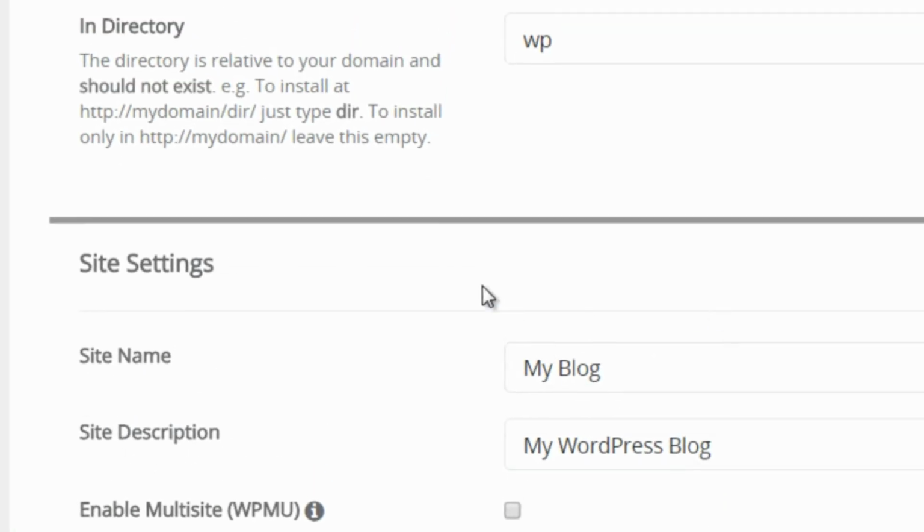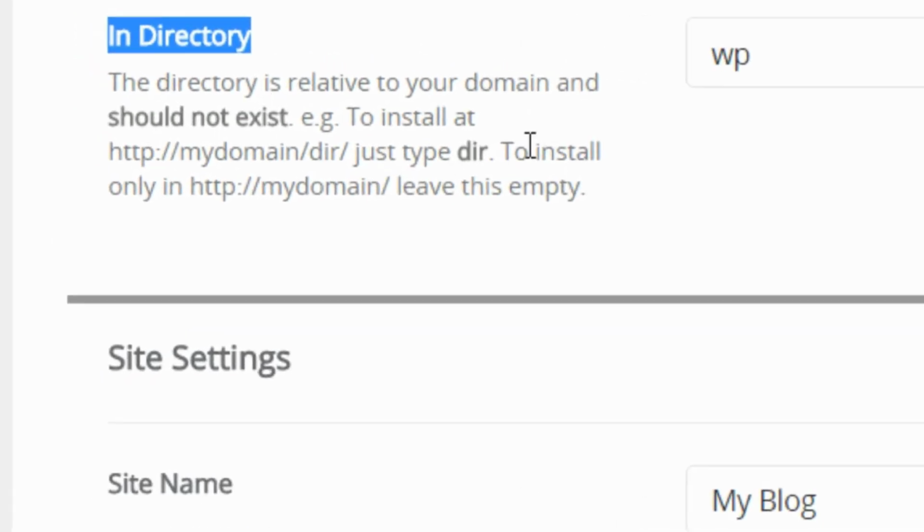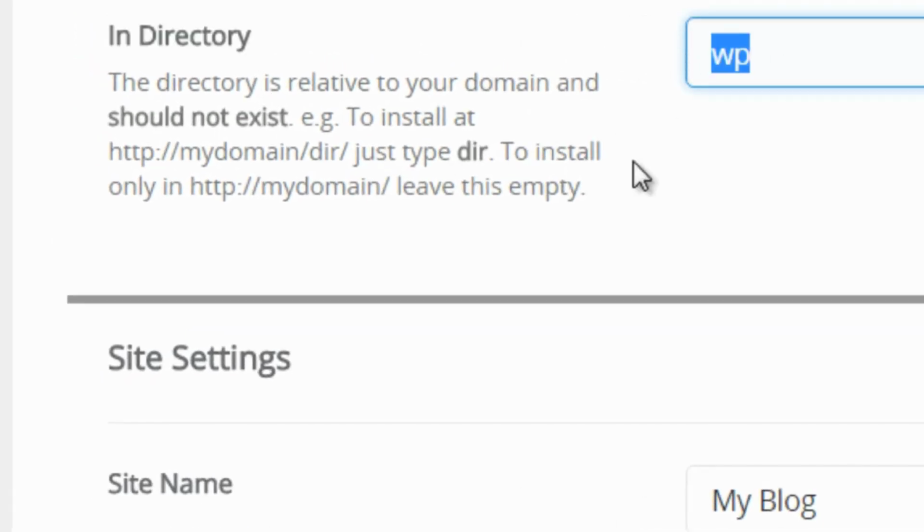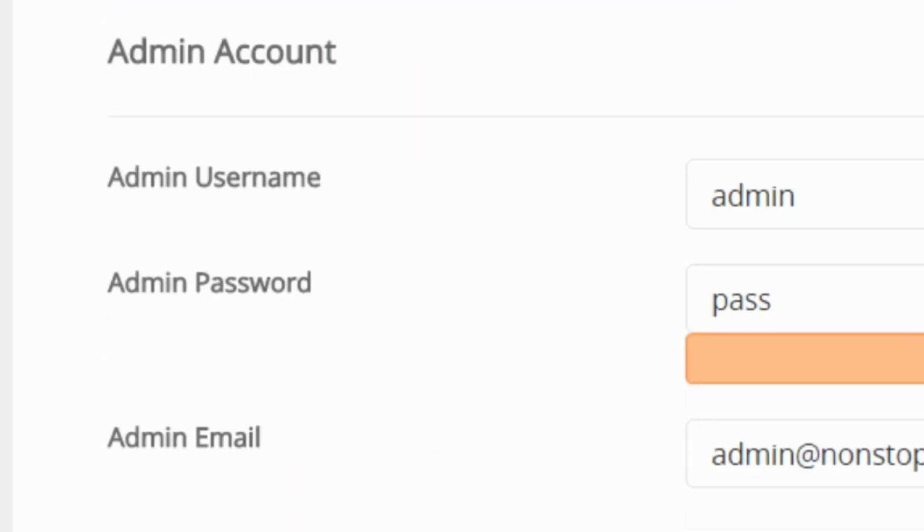So up at the top, if you scroll down, you're going to see the in directory option. What this means is basically if you want your WordPress blog to be installed on www.yourdomain.com, if that is the case, leave this blank. If you want to install the WordPress blog in a subfolder, then that's when you can actually enter a directory here. So in this case, we can just type in test blog, you fill in your site name, your description, and then of course your admin username and password.